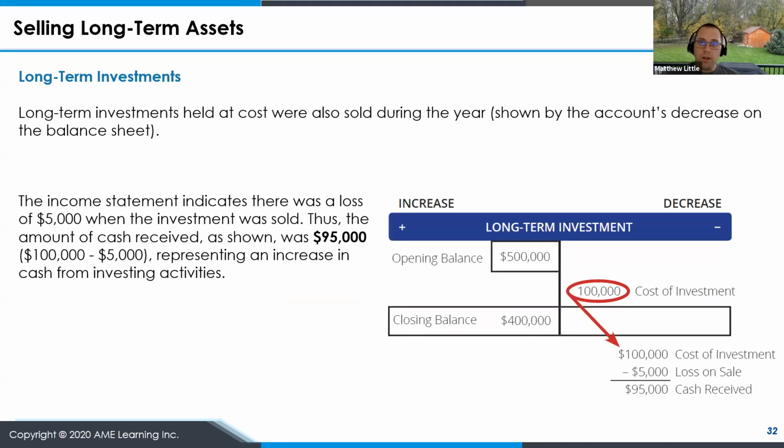Similarly to the equipment, we had the opening balance of 500, closing balance of 400. Therefore, we got rid of $100,000 of investment, but we have a loss on sale under our other income and expense section on the income statement of 5,000. Therefore, we only received $95,000 from the sale of that investment. Okay, so that's why that other income and expense section, very often most of it belongs somewhere else, not under operating on the statement of cash flows. And again, exercise application questions will help reinforce this.